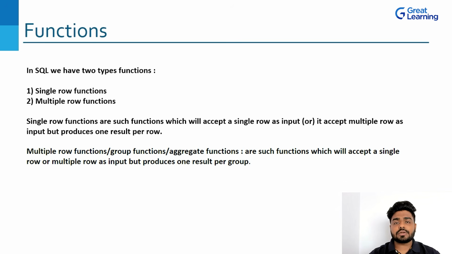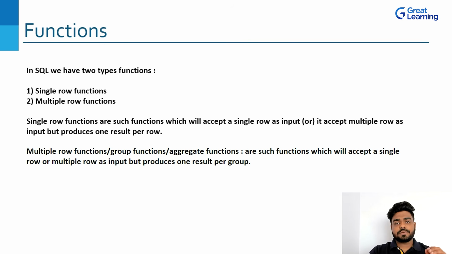And what is the meaning of single row? What is the meaning of multiple row? We can understand by the name itself. Single row means the function accepts a single row as an input, or it accepts multiple rows as input but produces one result per row. So let's say we have some functions which give the result of only one row as an output. That is what single row is. Multiple row is when it can be applied to multiple rows and it can give me the result of multiple rows. Once we move to the functions, you will be able to understand what that means.